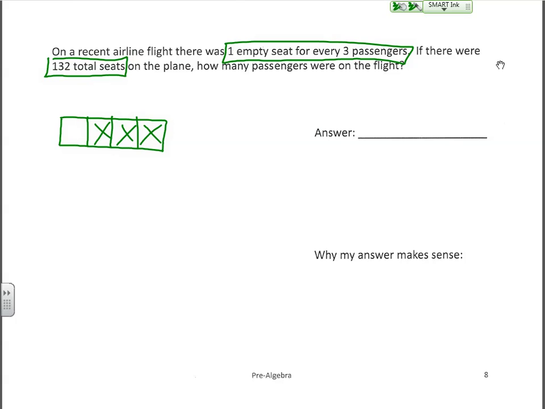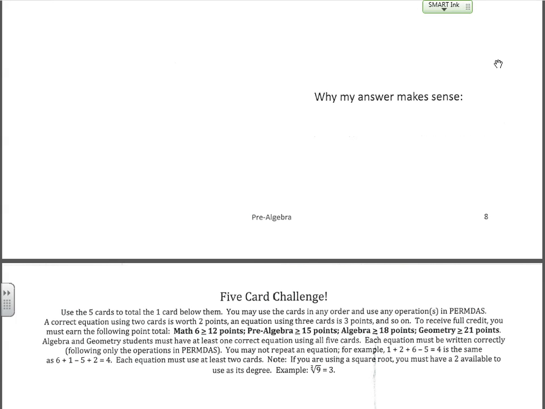Questions on this one? Okay. Then we move into the 5-card challenge, I believe, which we've done a few of these now. Just remember, you are going for 15 total points.